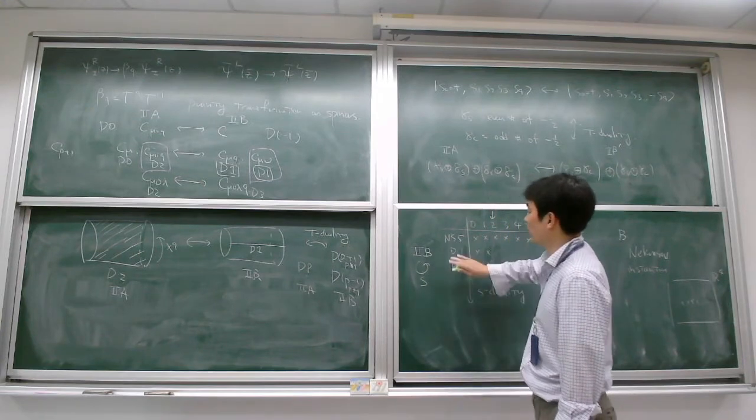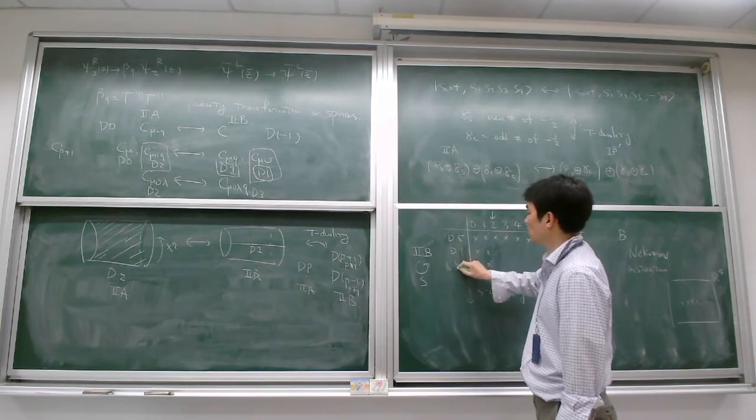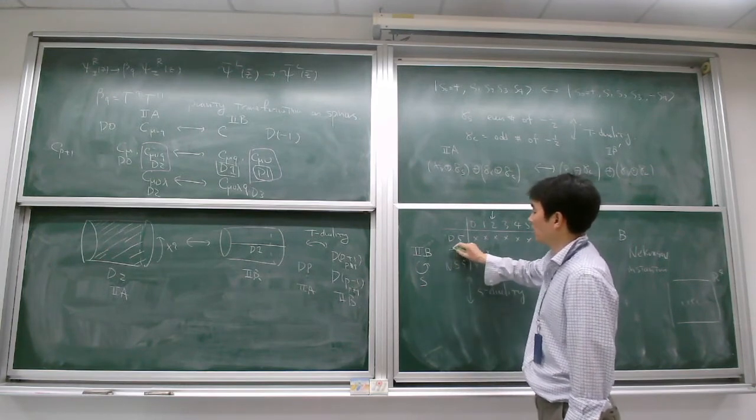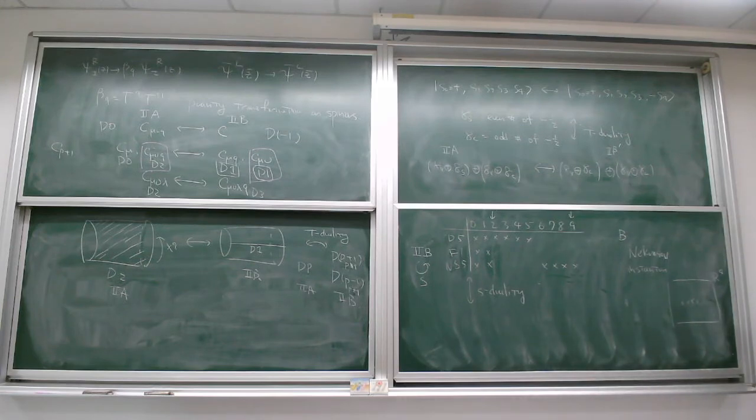S-duality swaps NS5 and D5. And this D1 becomes a fundamental string F1, that we will see later. And this configuration also dualizes each other. Okay, so that's the T-duality in superstring type 2A and type 2B. Any questions?